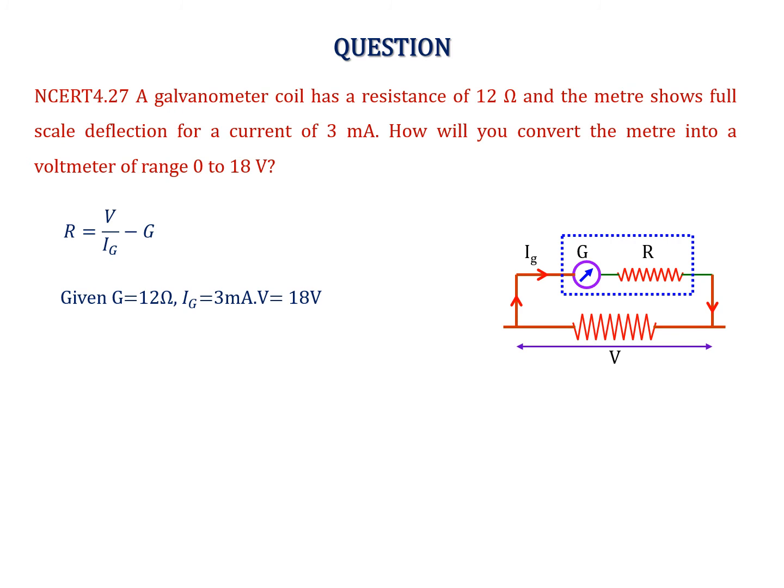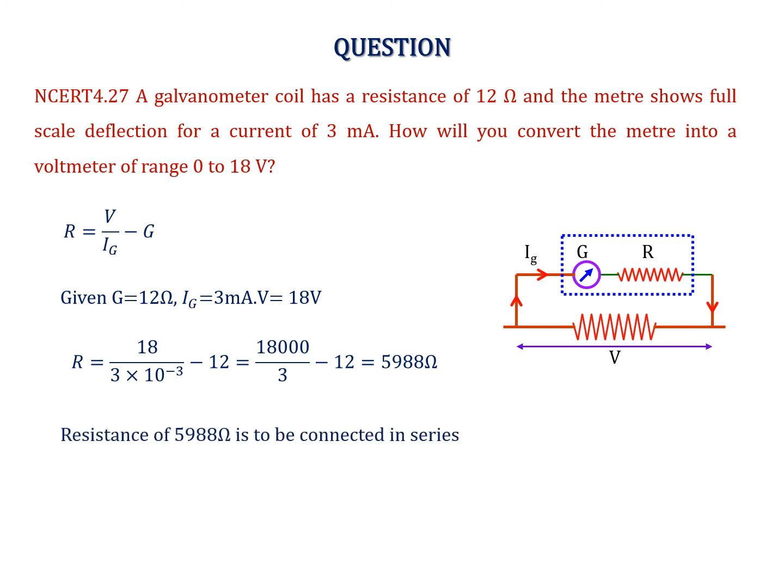When we substitute in above equation, the resistance R required is 5988 ohm. That means we need to connect a resistance of 5988 ohms in series with galvanometer to convert it into voltmeter so as to read 18 volts.